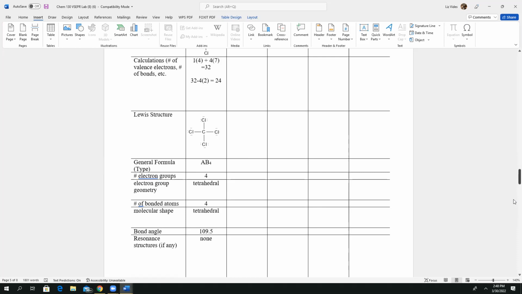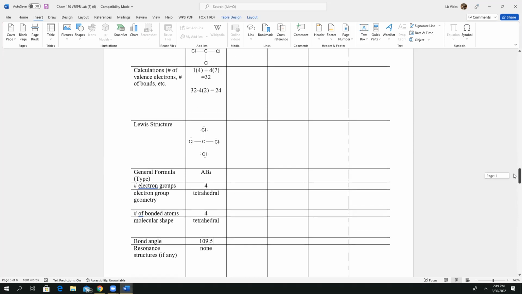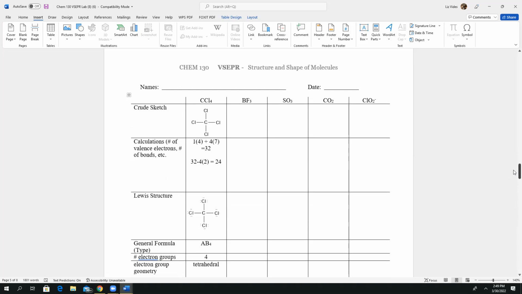Okay. All right. Now let's look at the next one. BF3, boron is an exception. So you're just going to have a boron atom and 3 fluorines around it like this. And if you do your math, which we're going to do because we don't want to be lazy, I'm just going to start typing in this one directly.